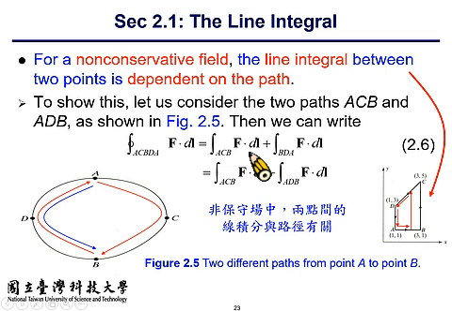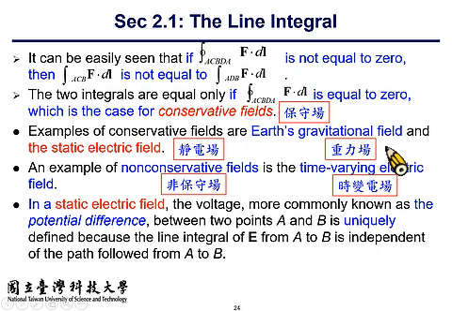On the other hand, if the closed loop integral is non-zero, then the path matters. Different paths will give you different amounts of work, different amounts of potential change. Okay. So in example 2.1, we see that the closed loop integral is non-zero, which means the integral result of ACB is different from ADB. Okay, so it is referred to as a non-conservative field.